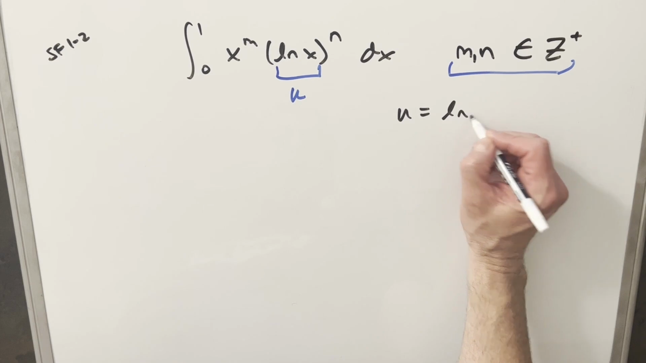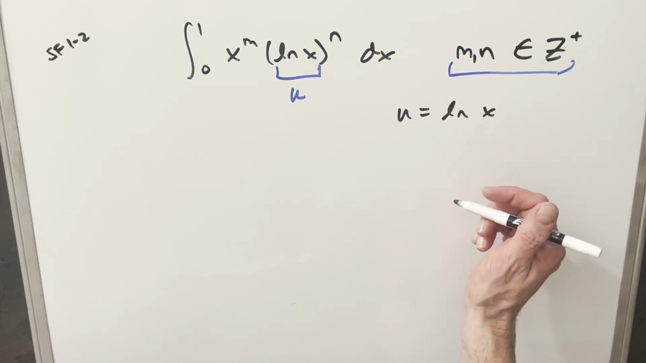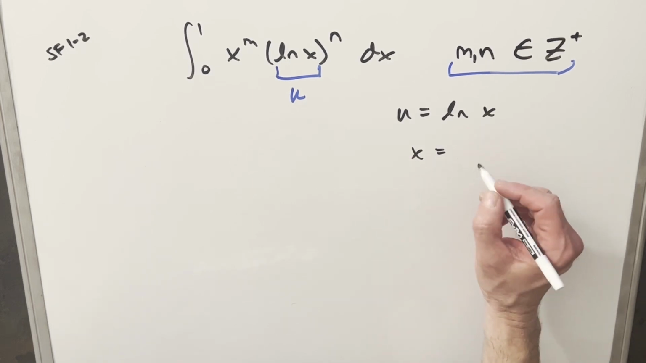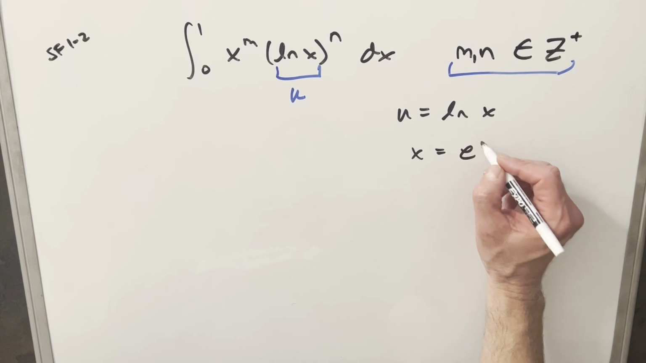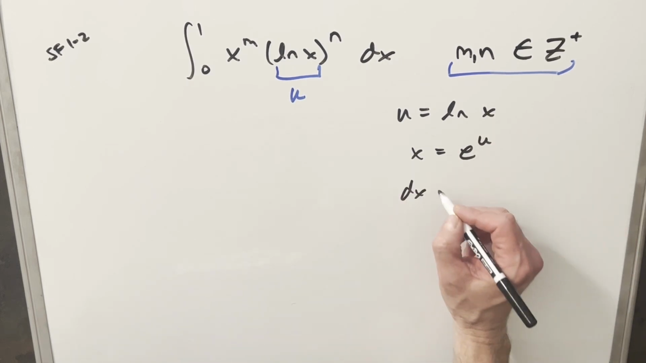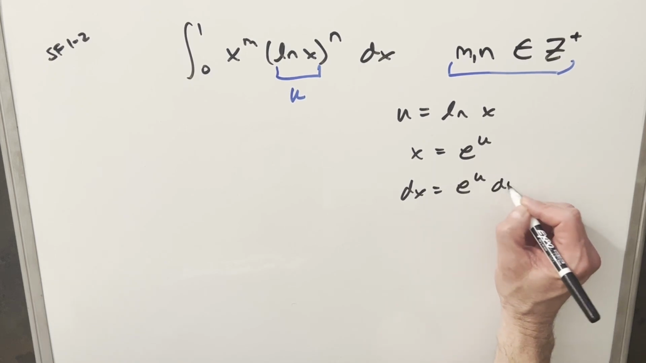We'll call u equal to our ln x. And then what I want to do is isolate x. So I can rearrange this with the properties of the logarithm and write x equal to e to the u. Then I'll get my derivative. So dx is going to be e to the u du.